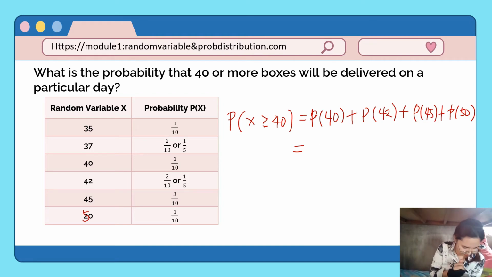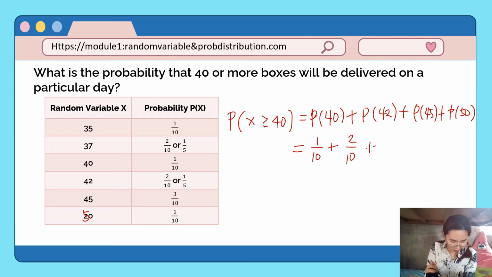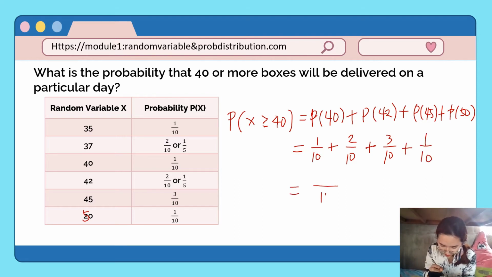Ayan. So, pag-add lang natin, we have 1 over 10 plus ang 2 over 10 plus ang 45 natin is 3 over 10. At ang 50 natin is 1 over 10. So, pag-add lang natin, same denominator. So, we have 1 plus 2 is 3 plus 3 is 6 plus 1 is 7. So, 7 over 10 ang probability na we will get 40 or more boxes. Or in percentage, that will give us 0.7, or 70%. 70% po yung chance or probability that we will get 40 or more boxes.